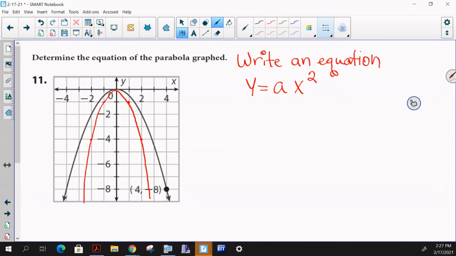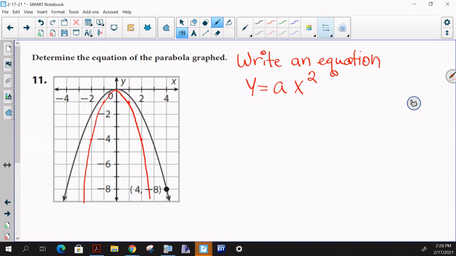When I look at the parent function, I see that the parent function is a little smaller than the function I'm trying to find A for. So A must be some kind of fraction. Still not quite sure what. It must be less than 1, so we're going to figure that out. All right? So let's see, how do we do that?